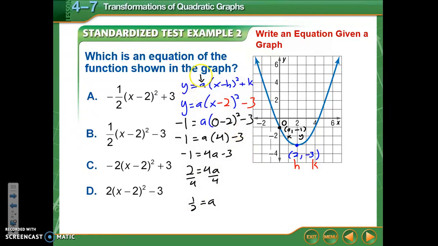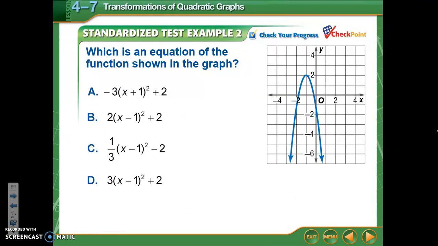My a value goes in where the a is in vertex form. So I have y equals, instead of a, 1/2 times x minus 2 quantity squared minus 3. So this would be my final answer: 1/2 times x minus 2 quantity squared minus 3. So my answer to this question would be B. So now I want you guys to try the same process with this parabola.